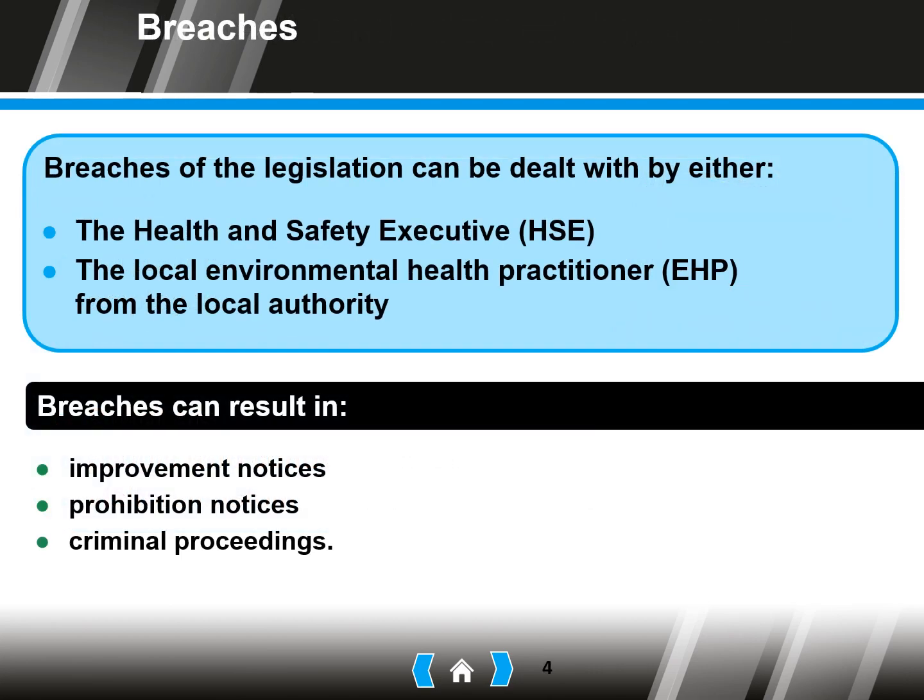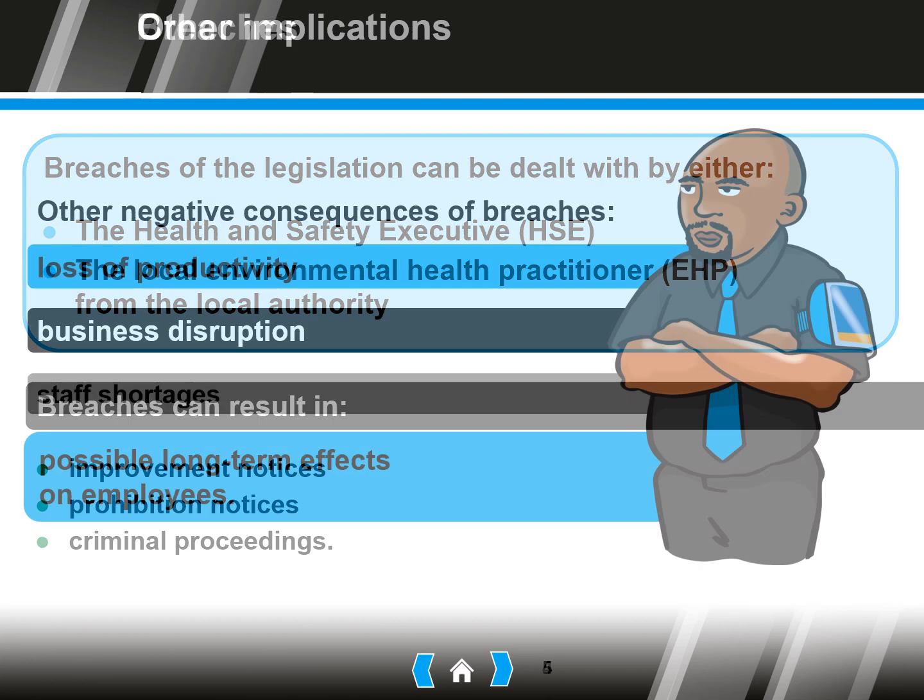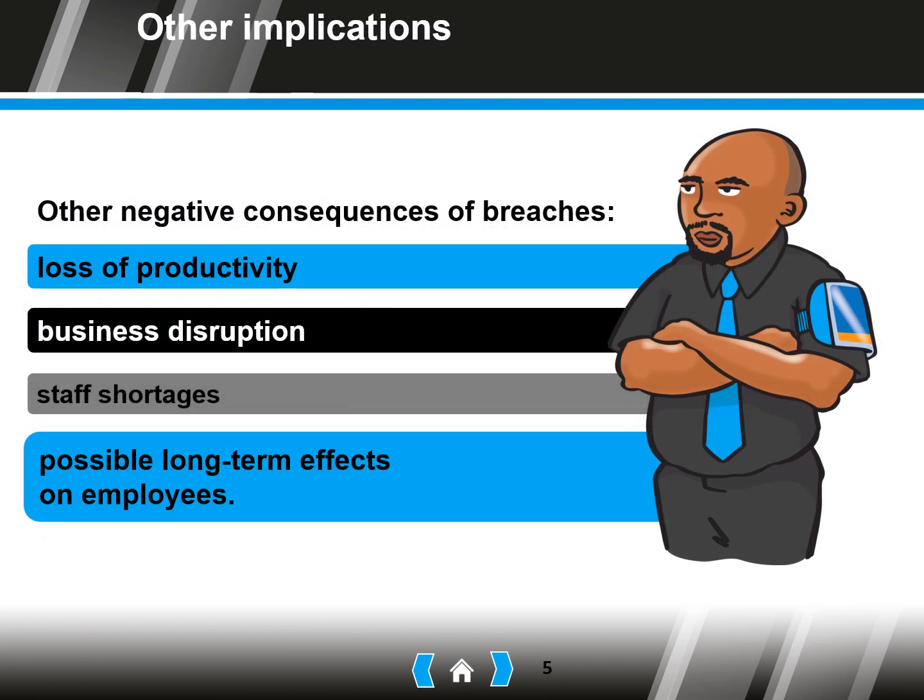Breaches of legislation can be dealt with by the Health and Safety Executive or the local environmental health practitioner from your local council. Breaches can result in improvement notices, prohibition notices, and criminal proceedings. Other negative consequences of breaches are loss of productivity for the business, disruption, staff shortages, and possible long-term effects on employees.